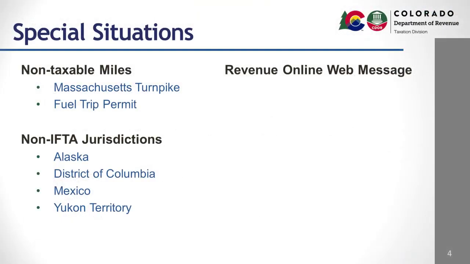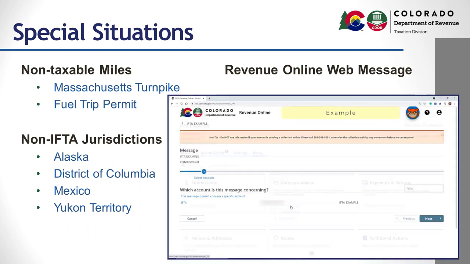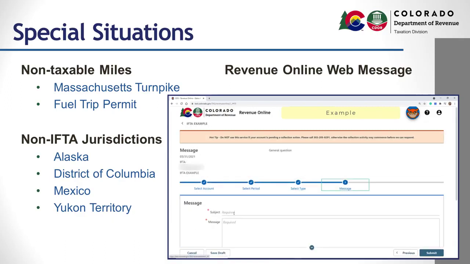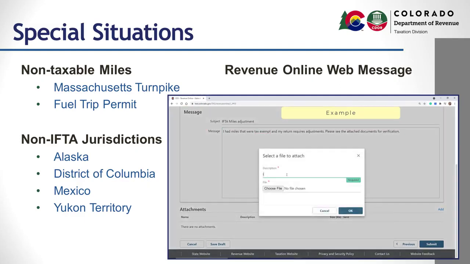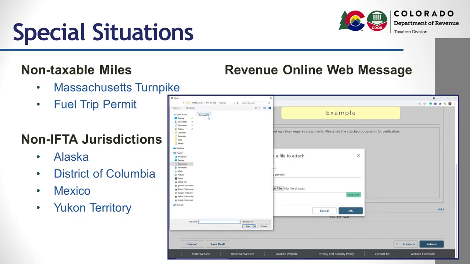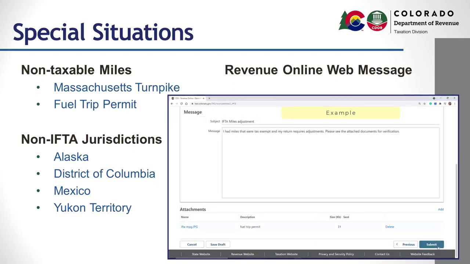If you have a situation where you have non-taxable miles or if you have miles driven in non-IFTA jurisdictions, such as Alaska, the District of Columbia, Mexico, or the Yukon Territory, this information must be sent via web message. There are currently only two situations that an IFTA licensee can claim non-taxable miles: travel on the Massachusetts Turnpike and travel on a fuel trip permit. If either of these situations apply to your filing, do not exclude any miles or gallons from your return. Send a web message through your Revenue Online account with supporting documentation of the non-taxable miles, and the fuel tax unit will adjust your return based on the information received.